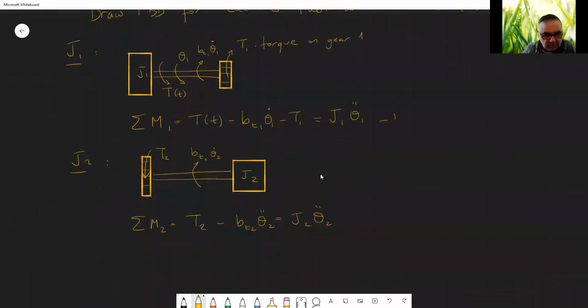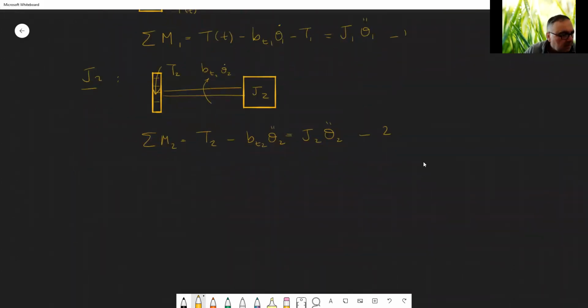So these are our two equations. But this is not all. We also have gear equations, that is the kinematic kind of equations. We have T2 equal to N T1, which is our third equation, and theta 1 dot equals N theta 2 dot. That's our fourth equation.